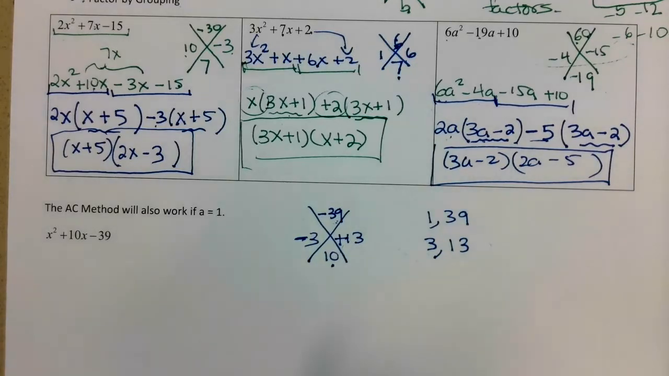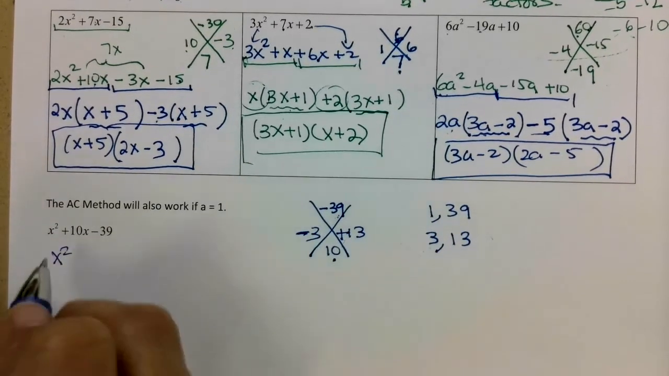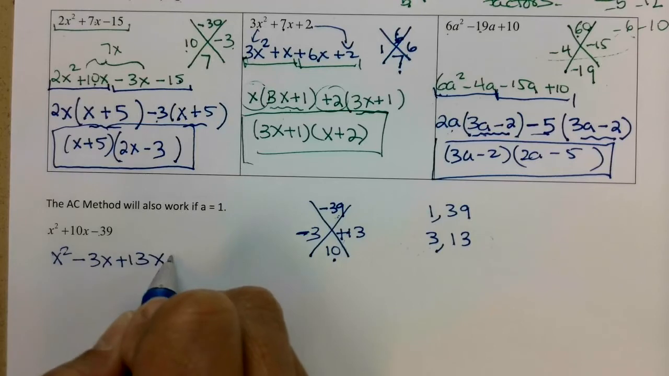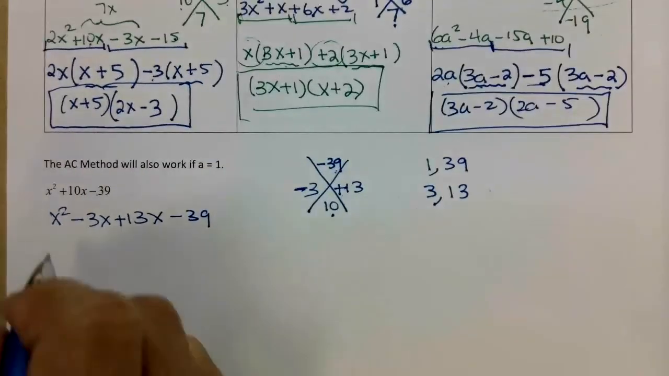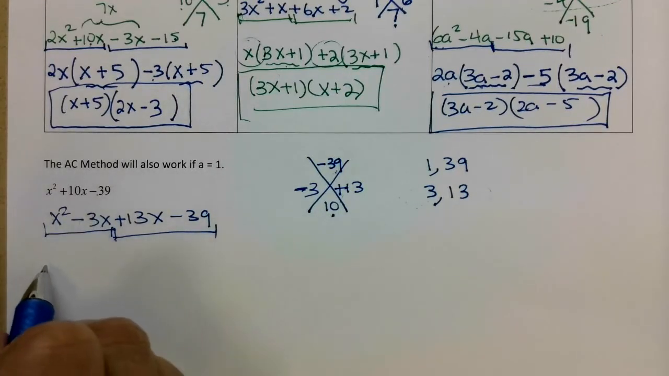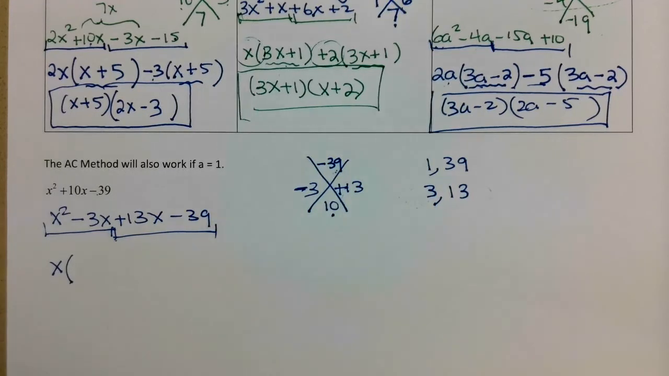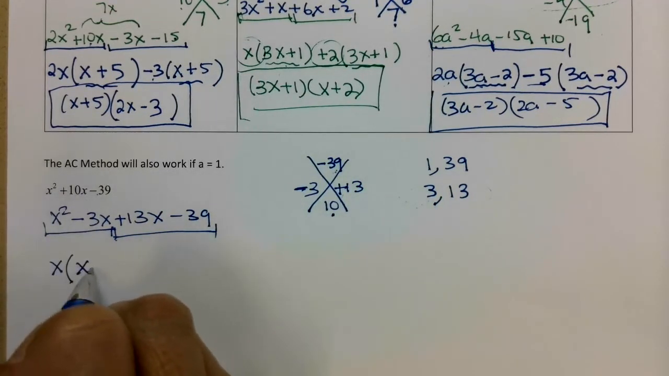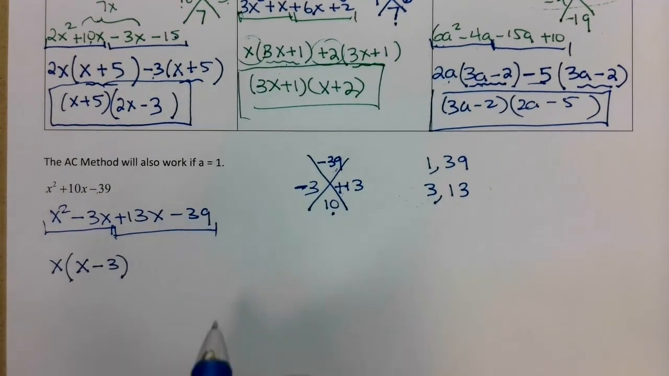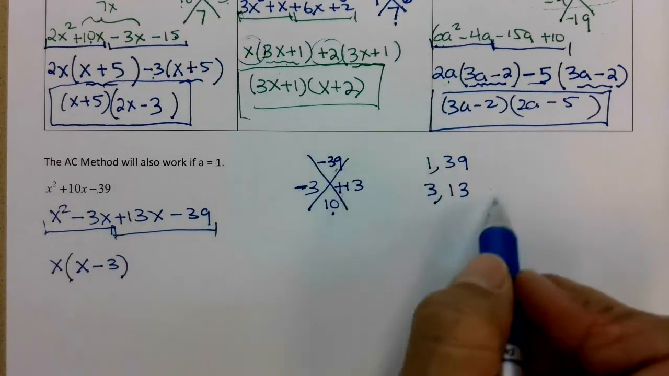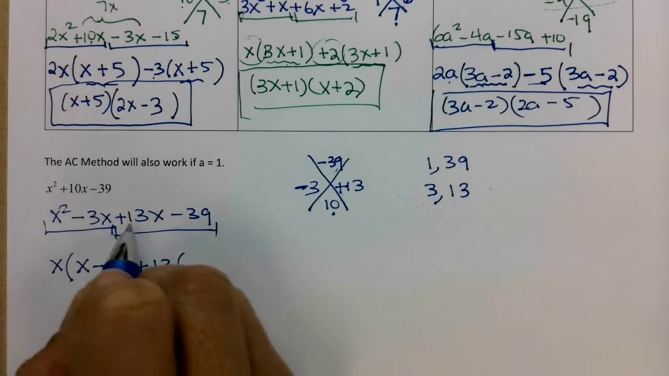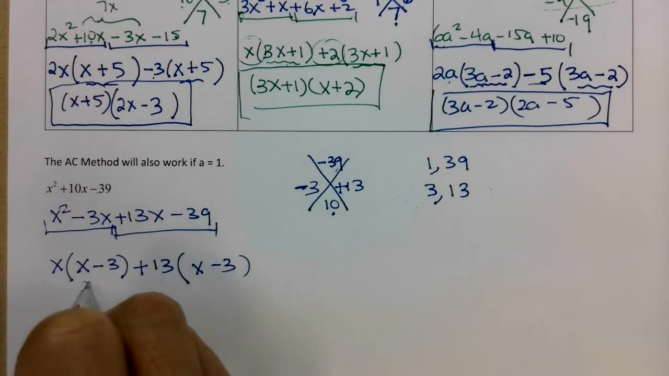Okay, I have my pair. Come back over, x squared stays the same. Instead of 10x, though, I'm going to write minus 3x plus 13x, and then minus 39. And then group. The greatest common factor in your first group is x, and what got left behind is x minus 3. Second group, the greatest common factor between 13x and negative 39, it's kind of hard to see except for what we were just doing over here. You can factor out the plus 13, and it leaves behind x minus 3, just like we wanted.